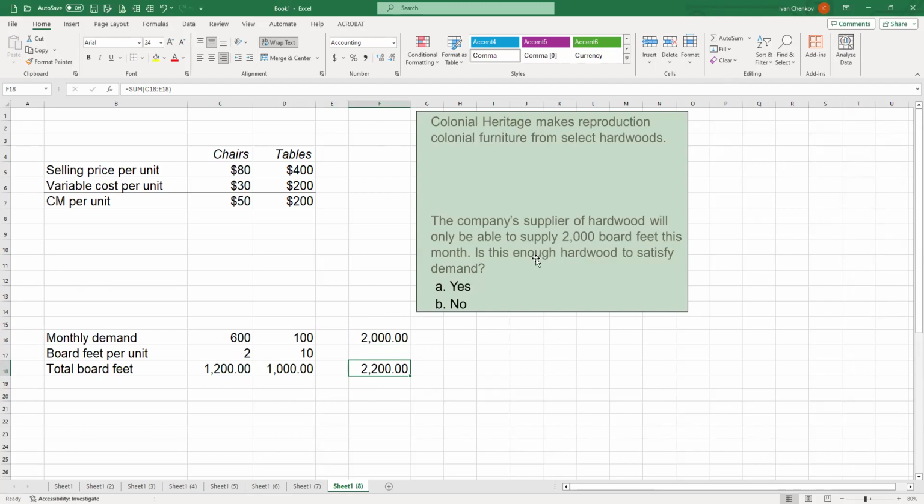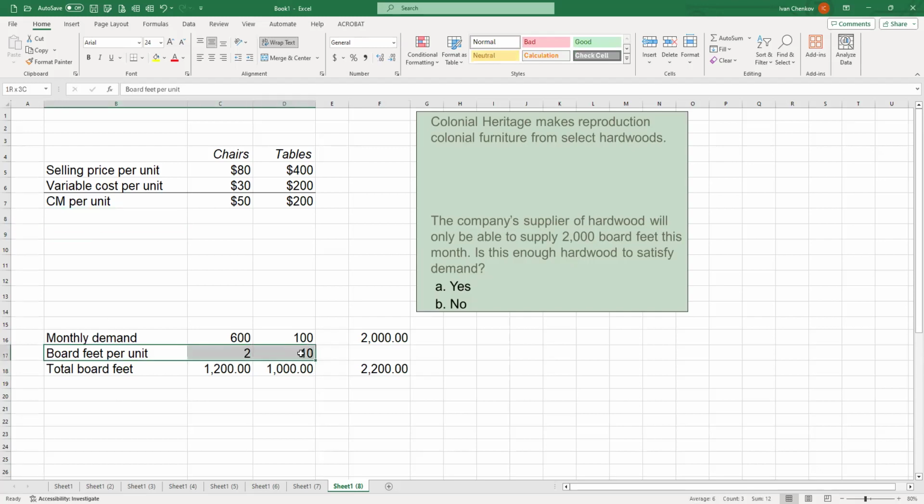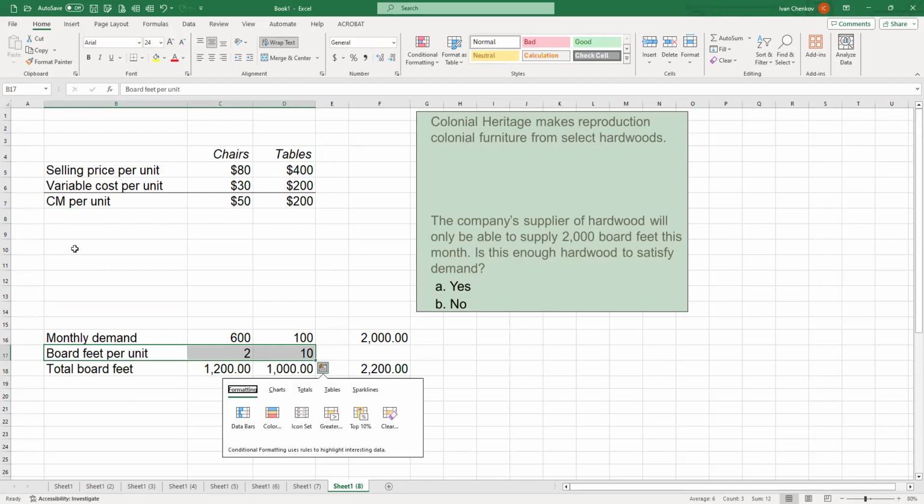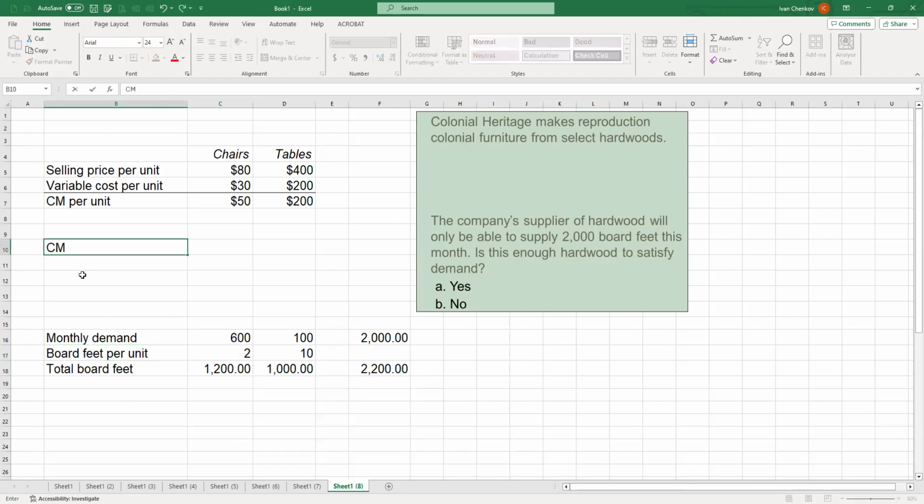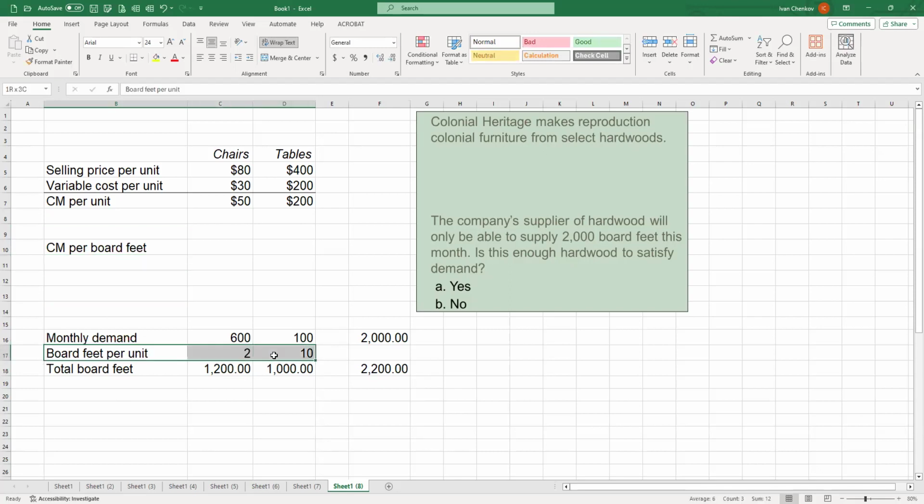No. So, what is my constraint then? The supply, right? Supply of what? The hardwood, right? Board feet is my constraint, correct? So for that reason, what do I need to calculate? I need to get my contribution margin per board feet. If the board feet is my constraint, I need to get that calculation.